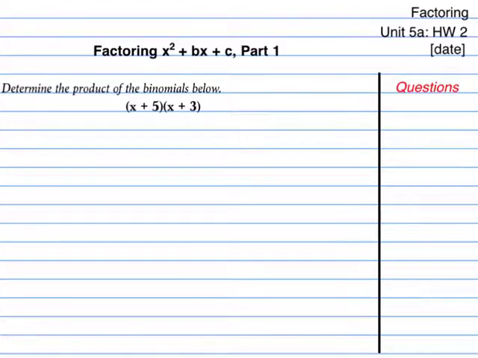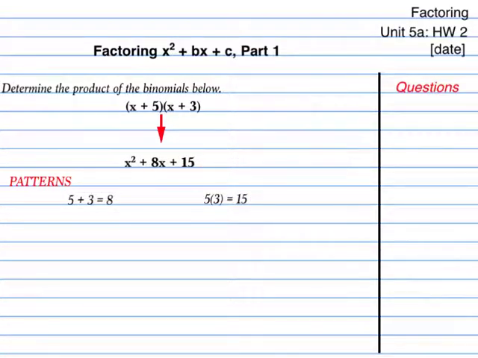So we've been determining the product of binomials since the last unit. And once again, we can either FOIL or set up box method, and we know that we get x squared plus 8x plus 15 when we multiply x plus 5 times x plus 3. And we've talked about a couple of different patterns in class. We know that when we add 5 and 3 together, we get 8, which is our b term. And when we multiply 5 and 3, we get 15, which is our c term.